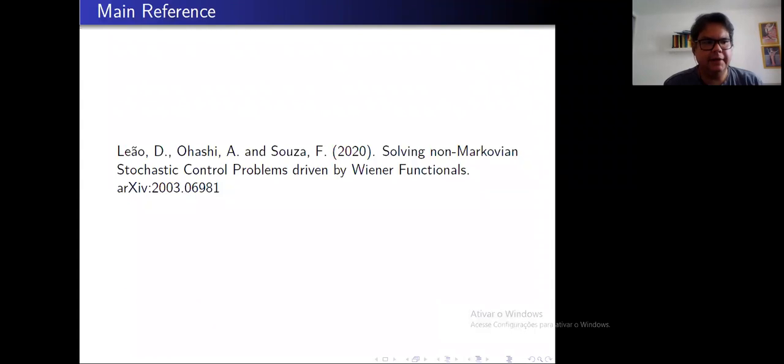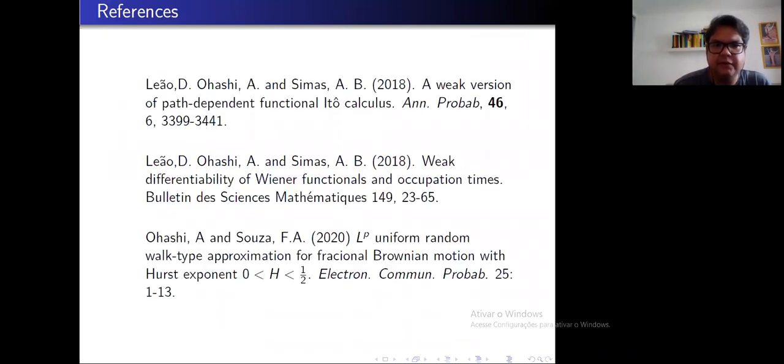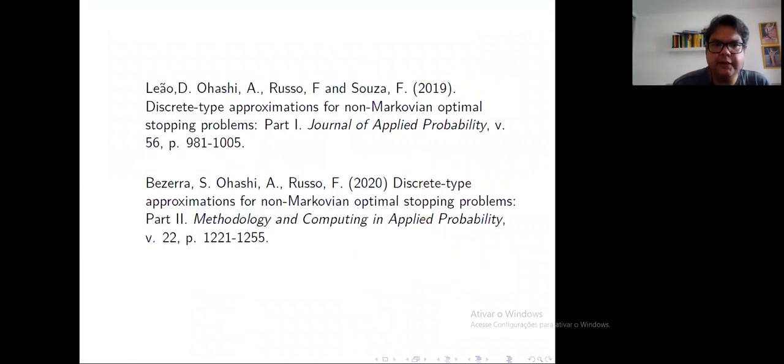Okay, so some references. Most of what I explained here is based on this work. It's under revision. It's on arXiv, and this work is based on these papers. And the optimal stopping case is treated in these two papers.